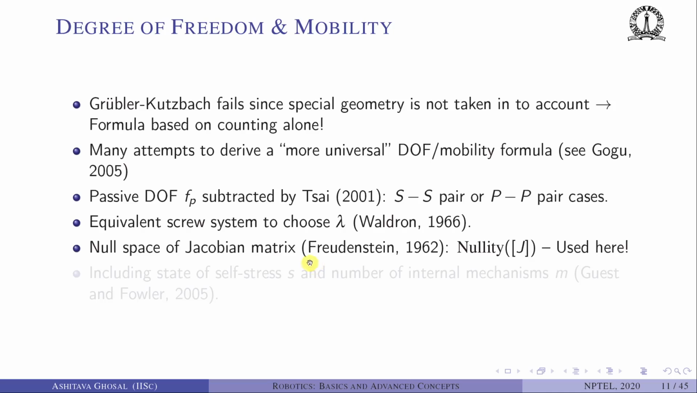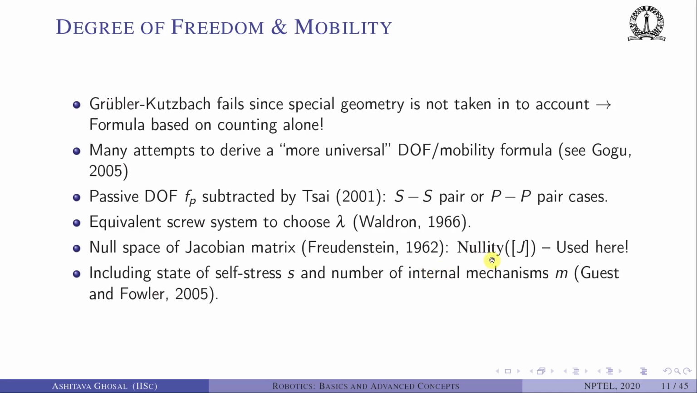The null space of the Jacobian matrix was suggested as a way to find out the actual degrees of freedom. So we find the Jacobian matrix, and this was proposed by Freudenstein, and we obtain the null space of the Jacobian, and we will use this here. Of course, after 1962, much work has been done, but we are going to use a novel concept of using something called natural coordinates, which makes obtaining the null space of the Jacobian matrix much simpler.